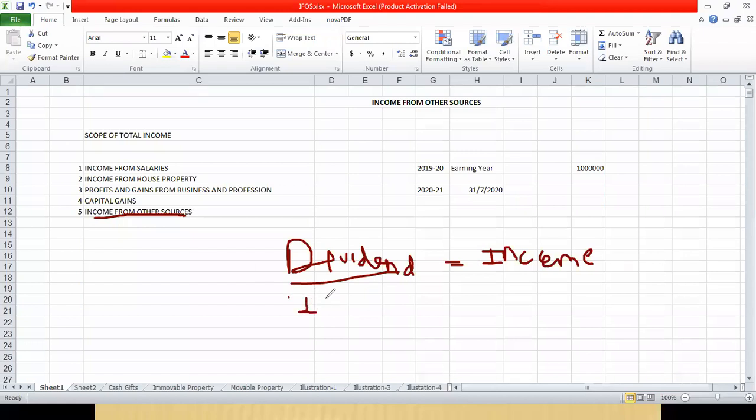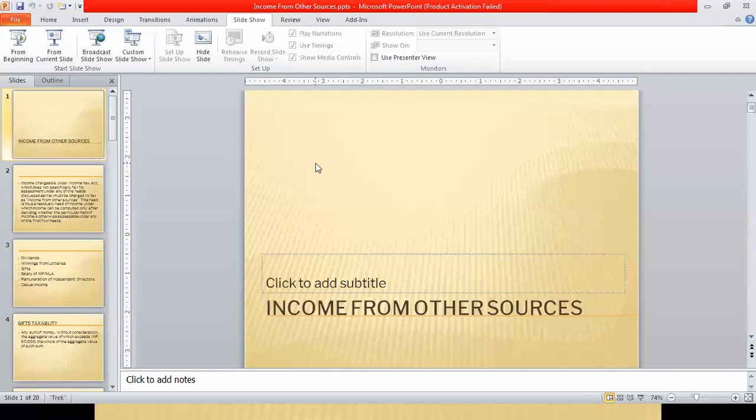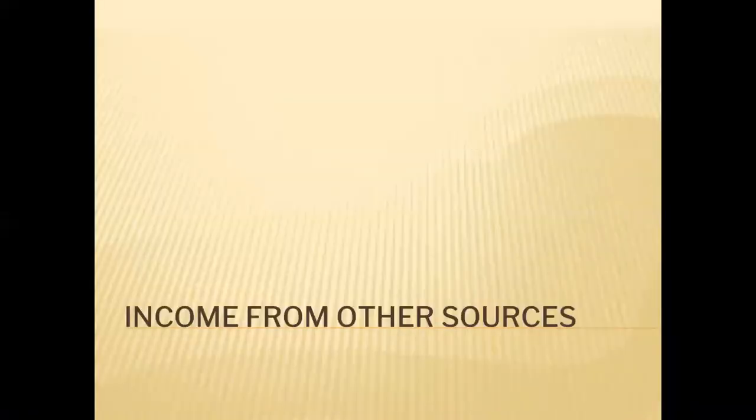Likewise, interest. You can check interest also. Interest is also an income. Interest cannot come under salary. It is not a house property income. It is not a business or profession income. It is not a capital gain. So where will it come? Income from other sources. Understood? So everybody understood what income from other sources is. It is a residuary head of income. Clear? So now let us understand what income from other sources is in detail.